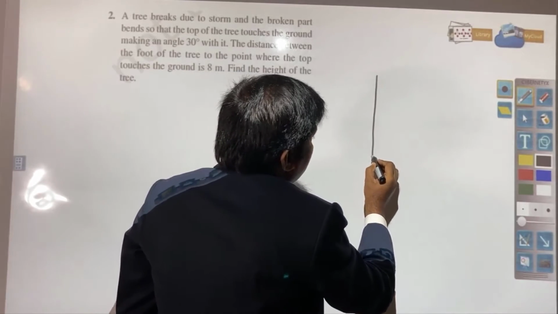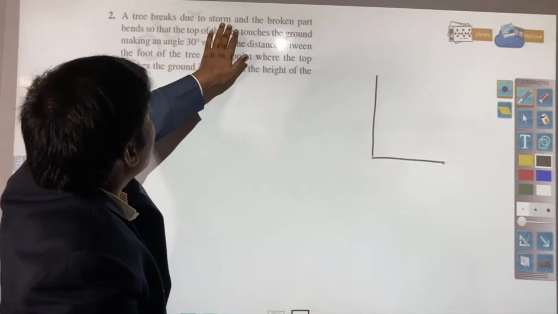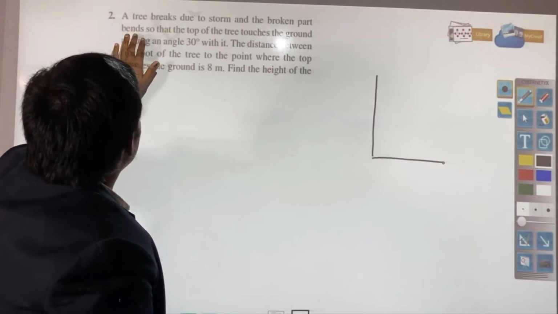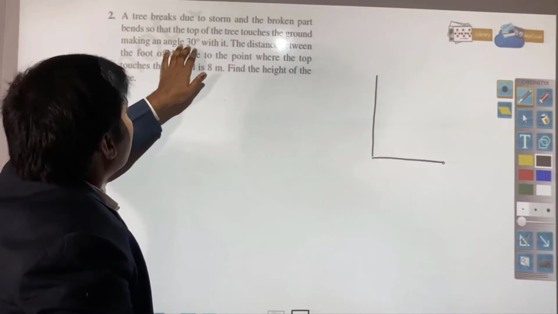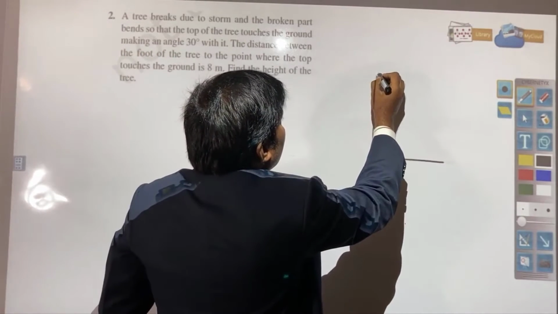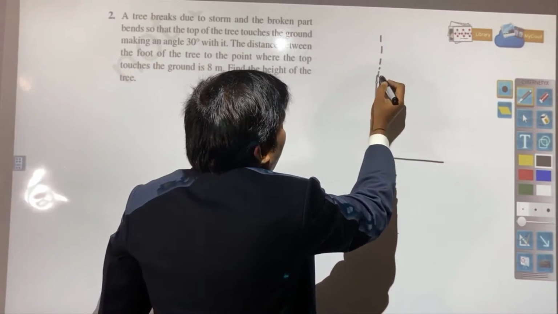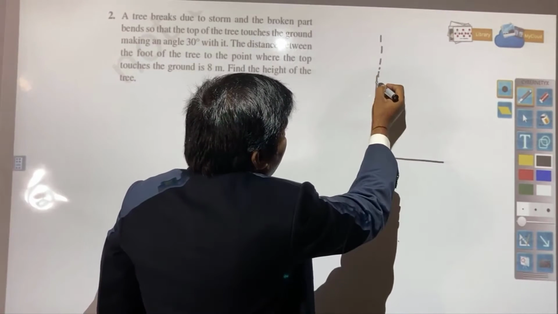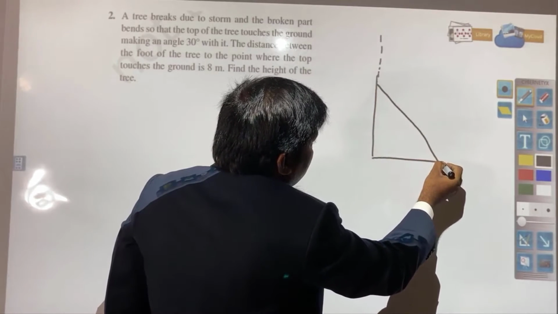Like this. A tree breaks due to a storm and the broken part bends so that the top of the tree touches the ground, making an angle of 30 degrees. Suppose this was your tree and this part broke down and fell over here like this.